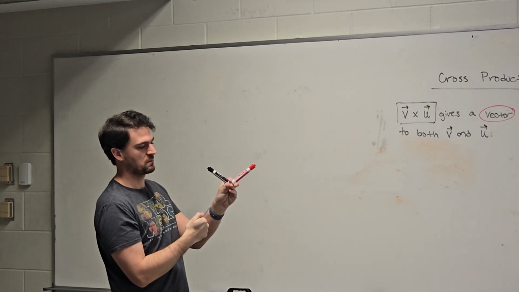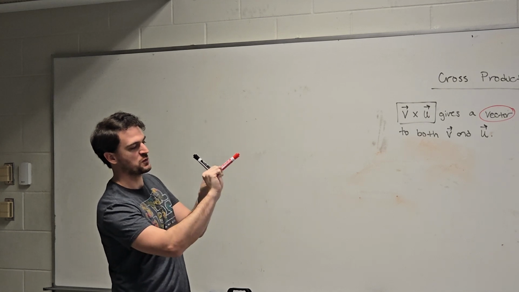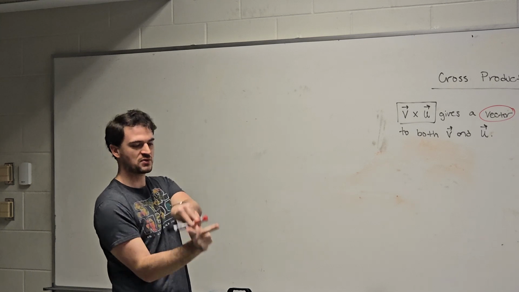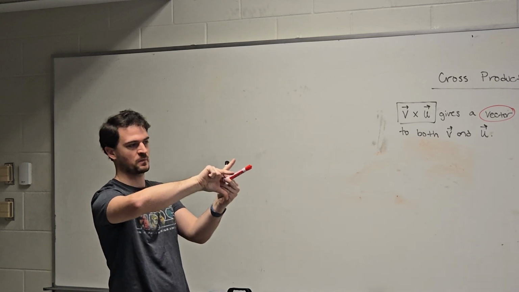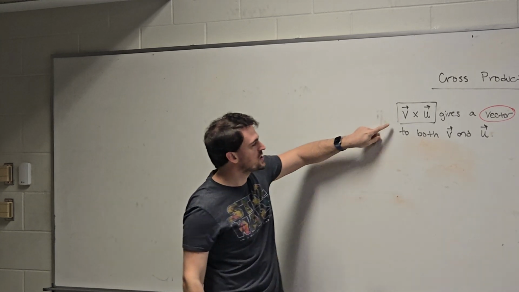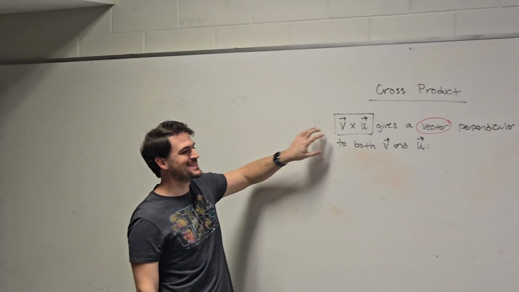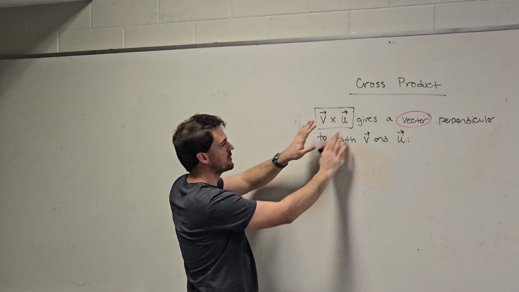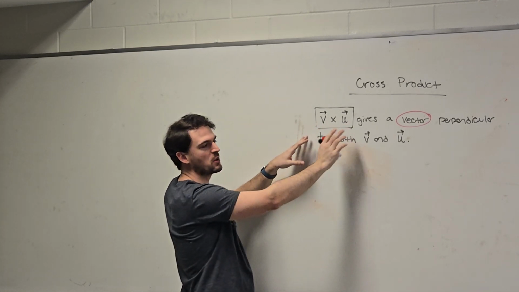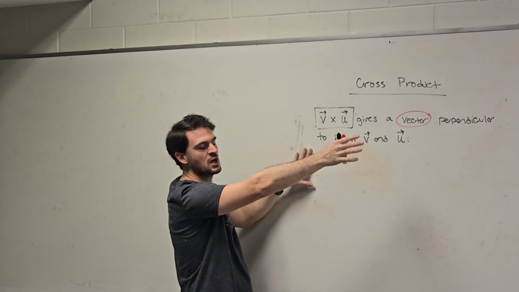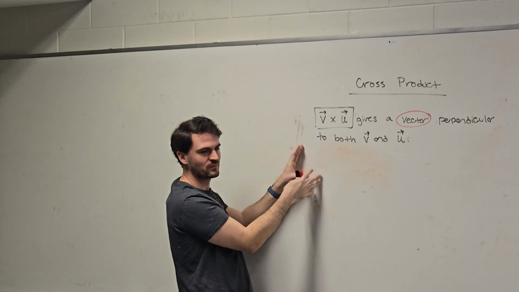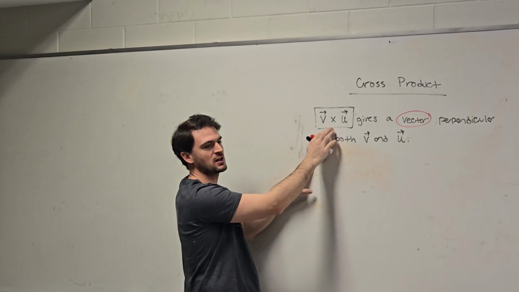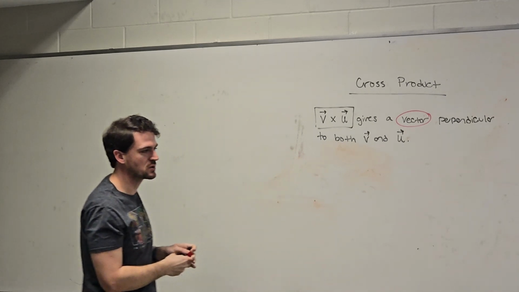Now you could switch it. If you do second vector, first vector, now my thumb points in the opposite direction. So something important to know: V cross U is not commutative, meaning if you change the order, you do not get the same thing. That was not true for our dot product. With the dot product, it makes sense that you can change the order. That does not happen here with V cross U. It gives you a different vector.